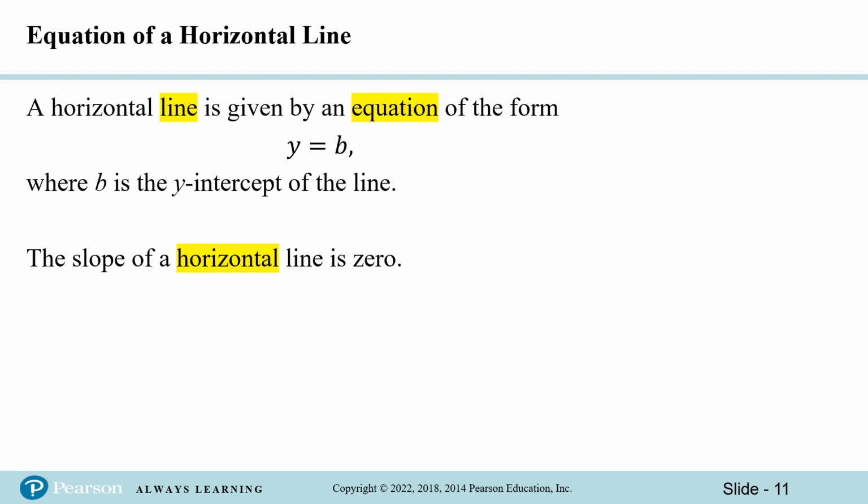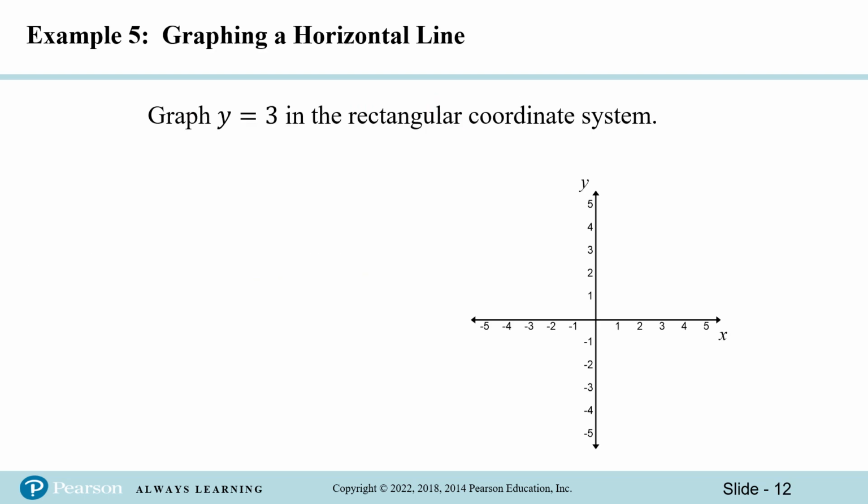A horizontal line is going to be y equals some number, and that number is going to be the y value of the y-intercept. The slope of a horizontal line is 0. You're going to need to know that, so make sure you are aware. Slope of a horizontal line is 0. Okay, we're going to graph y equals 3. It's going to be a horizontal line at 3. Horizontal line, slope is going to be 0.